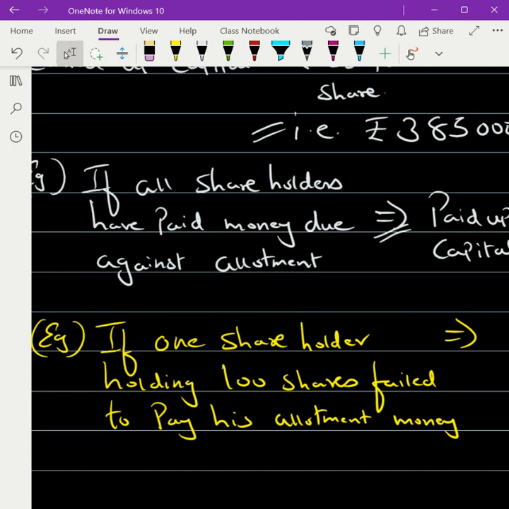Right. Then comes reserve capital. Okay, so what is that? If you see, the company can reserve a part of its subscribed capital to be called up only at the time of winding up. It is called reserve capital. So a part of the subscribed capital they can reserve.